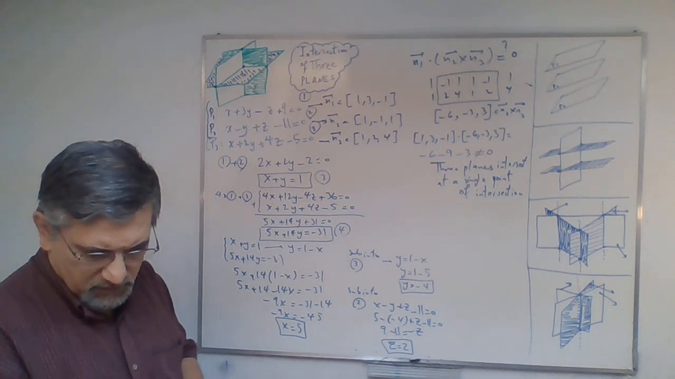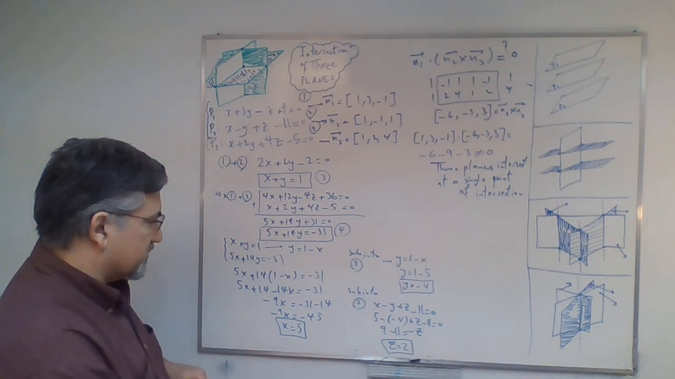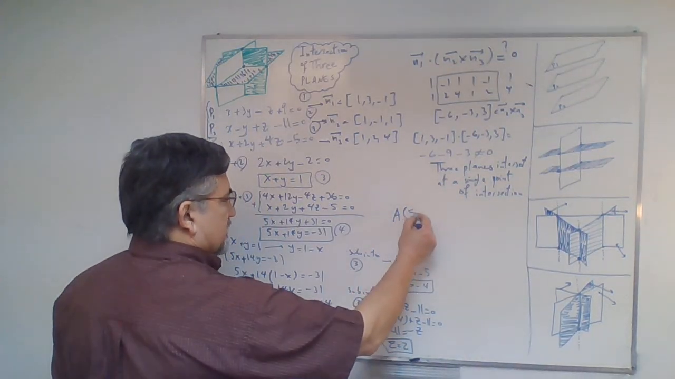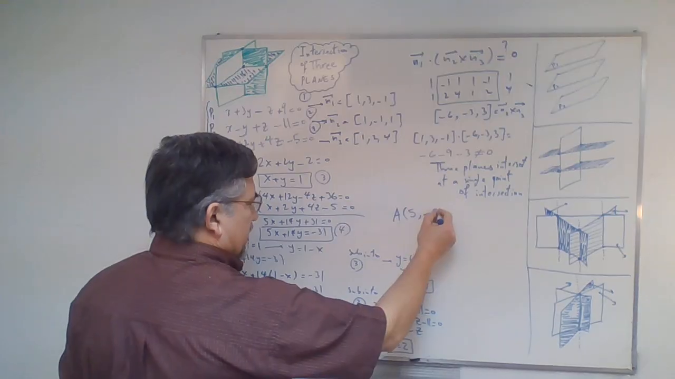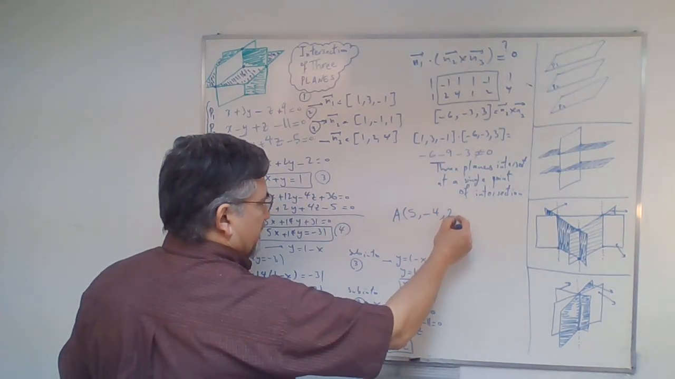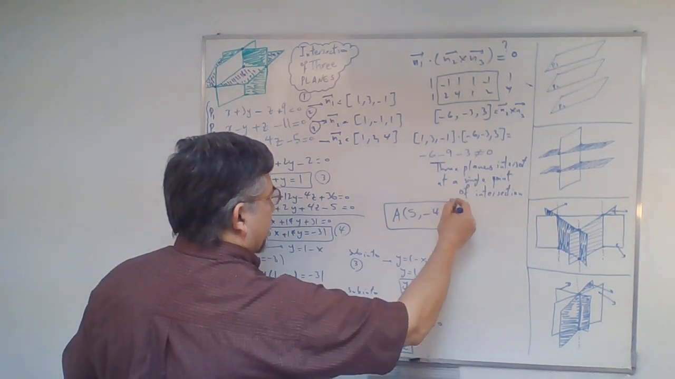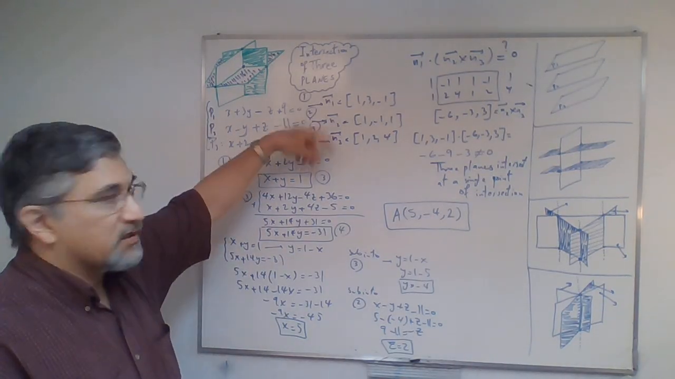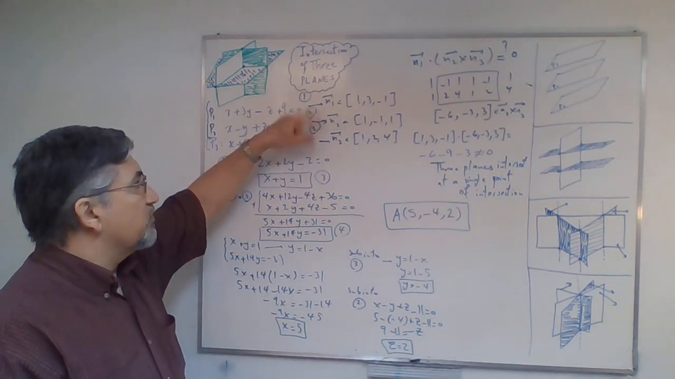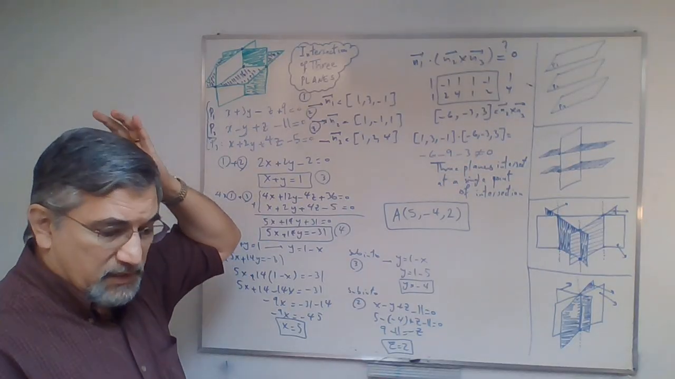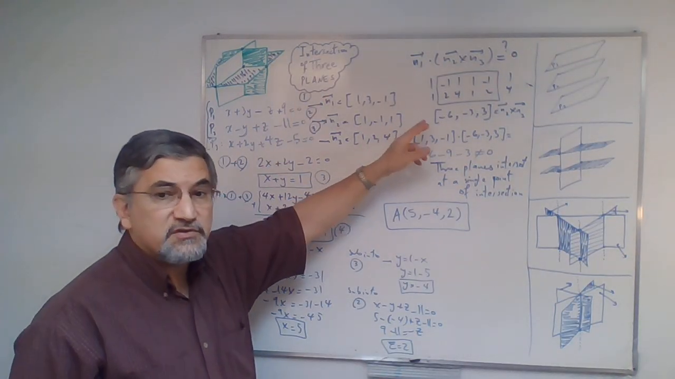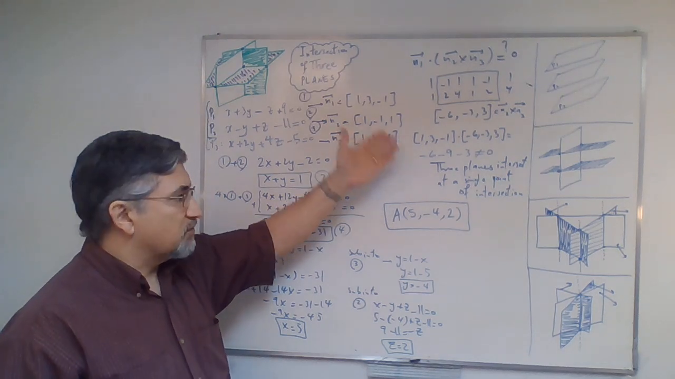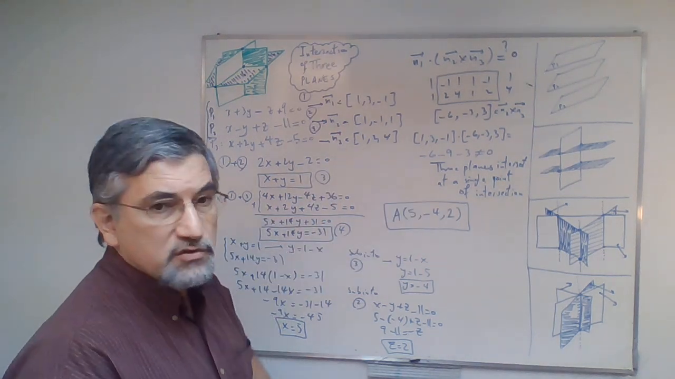So we found the point of intersection. This point of intersection, I call it point A, has an x coordinate of 5, y coordinate of negative 4, z coordinate of 2. And this matches with our prediction that we had before. So we did a collinearity check. We made sure that the vectors are not collinear. And after that, we did a coplanarity check to make sure whether the three vectors are coplanar or not.